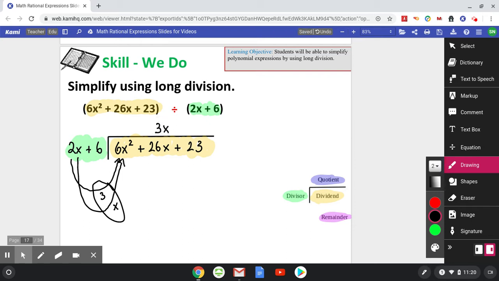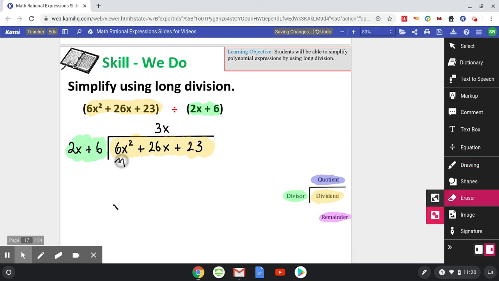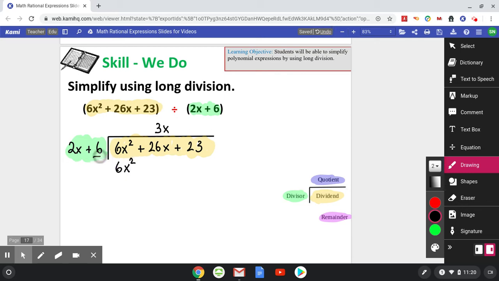The reason it goes on the second term is because everything in this column needs to have an x with no exponent. Everything in this column needs to have just a constant. There will not be any letter in this column. And now I will be multiplying the 3x times the divisor. I will start with the 2x. So I will multiply 2x times 3x, and that will give me 6x squared. Then I will do 6 times 3x. That will give me 18x.